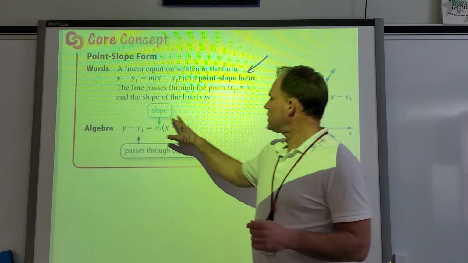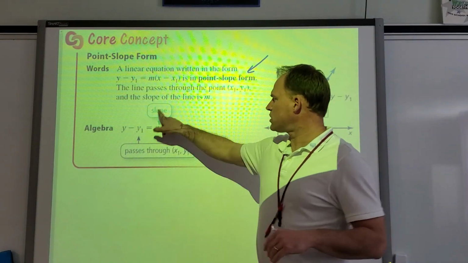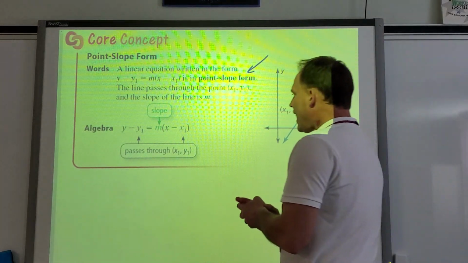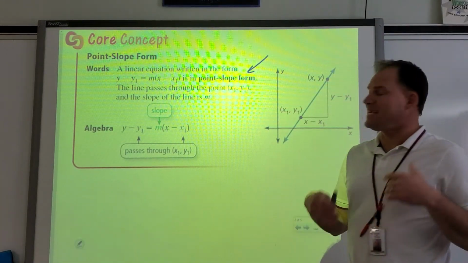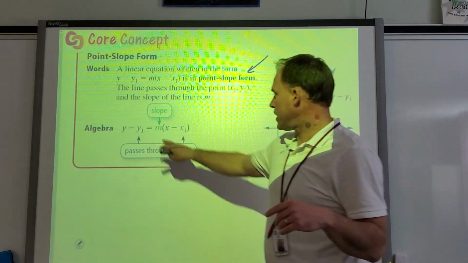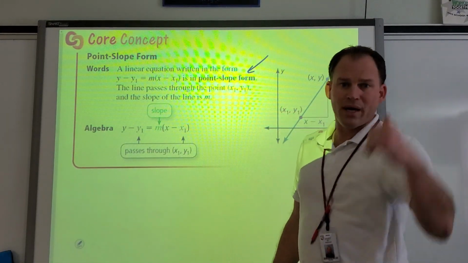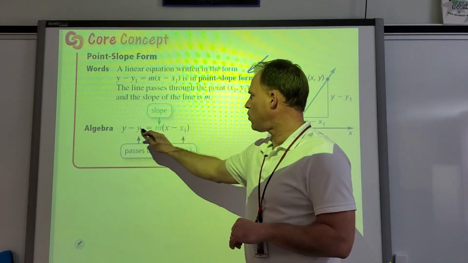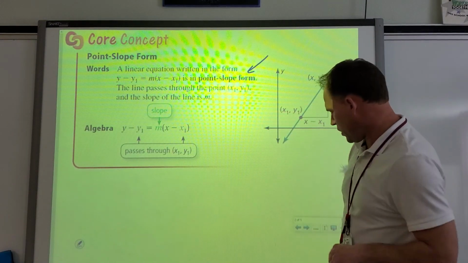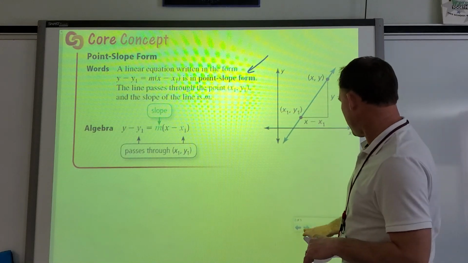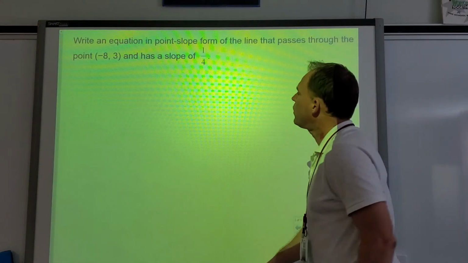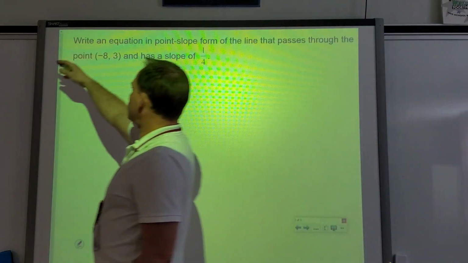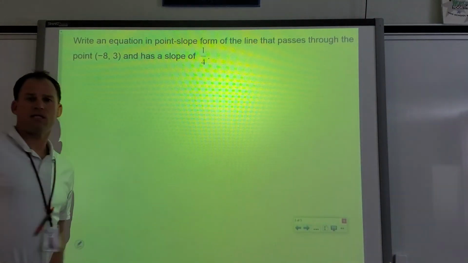So here it is written out twice for you. Notice it still has m in it because it will be giving you a slope, so that's your m. The point that I give you will be going into these two locations, the x1 and the y1. And we'll show you how it's going to work right here. All right, so write equation point slope form. Line that passes through, so it's telling you it goes through this point and it has this slope.